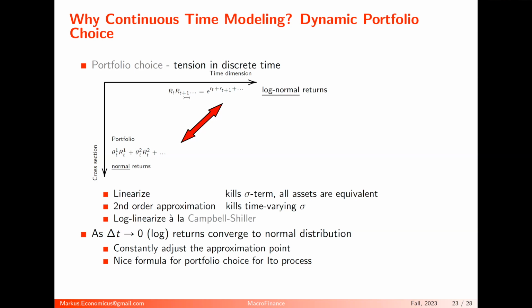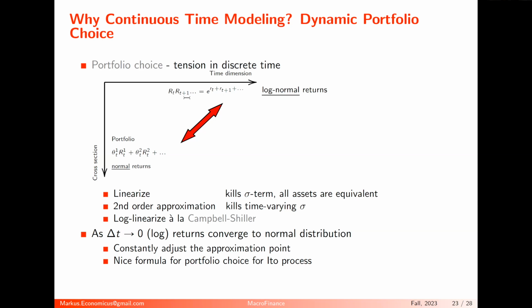Or you do linearize. Now the problem with linearizing is that you kill all the sigma terms, so all assets are equivalent. So you say, let's do a second order approximation. Then you don't kill the sigma terms, but you kill the time variation of the sigma terms. And then you log linearize more generally.